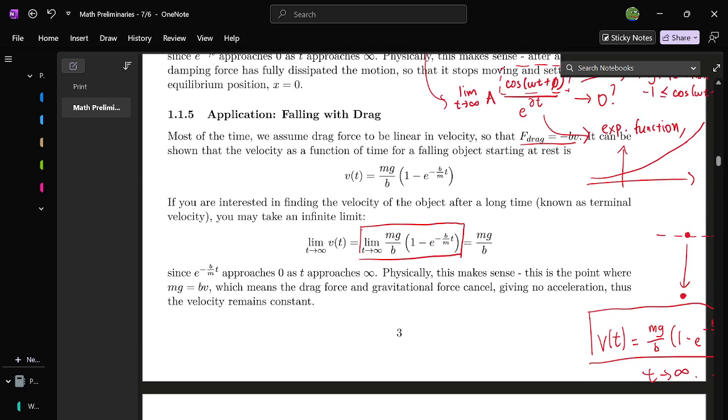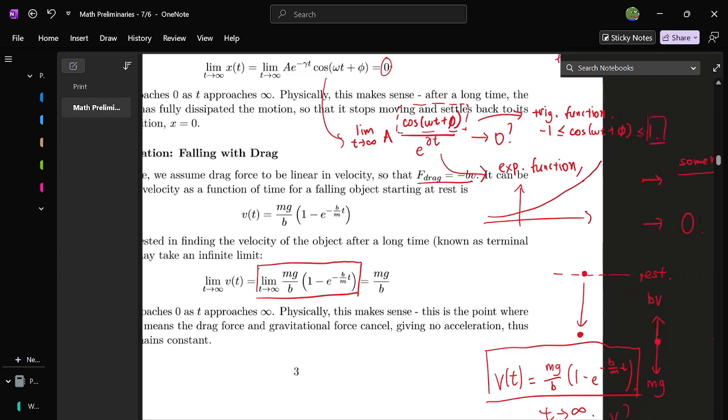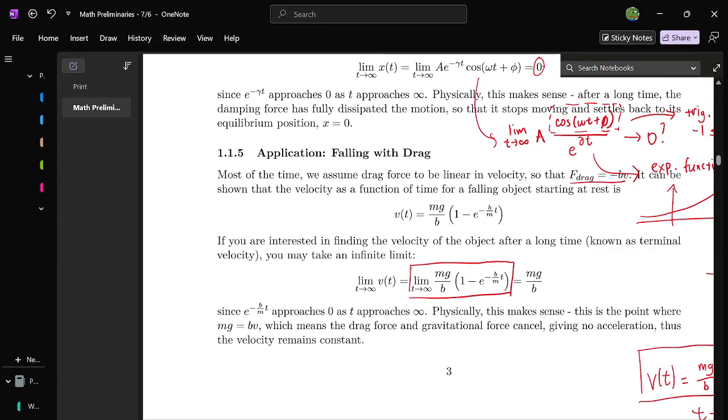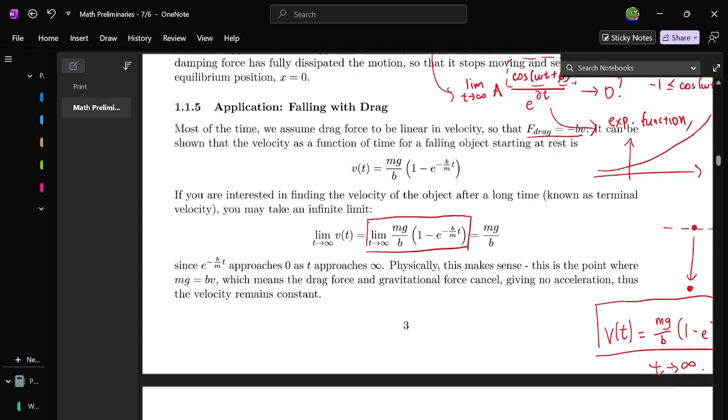Physically, this makes sense because you might have learned of something called a terminal velocity. That is exactly what we're doing here. This is the point where your mg cancels out your drag force, and when it does, your acceleration will be zero. Once your acceleration is zero, your velocity will be constant, and thus this is a terminal velocity. So everything here makes sense with your physical intuition. And that is the moral of the story for limits.